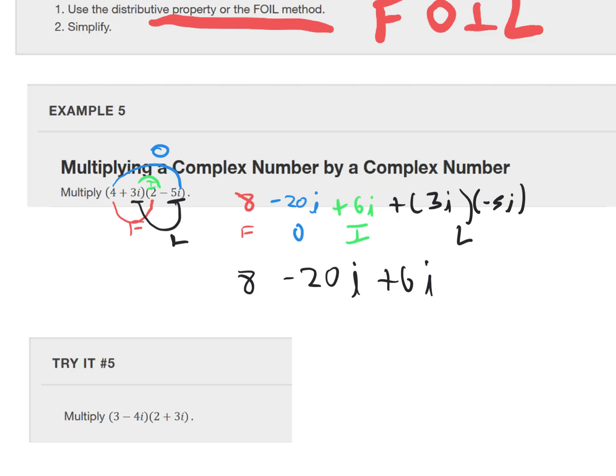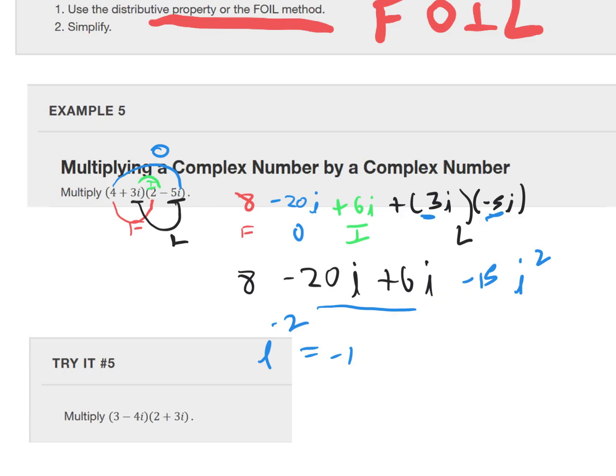But now, and by the way, I know some of you are already saying, hey, can these two go together? Yes, I'll do it in the next step. But when you're multiplying i times i, that becomes i squared. So let me do the 3 times a negative 5. The 3 times a negative 5 is a negative 15. And the i times i is i squared. This is what you have to know. When you see i squared, it stands for a negative 1.